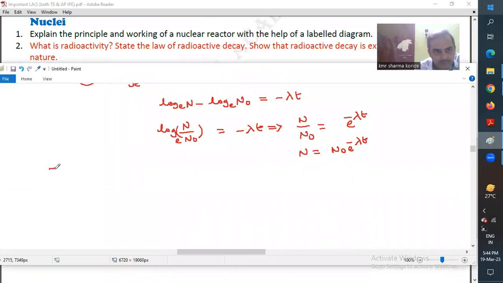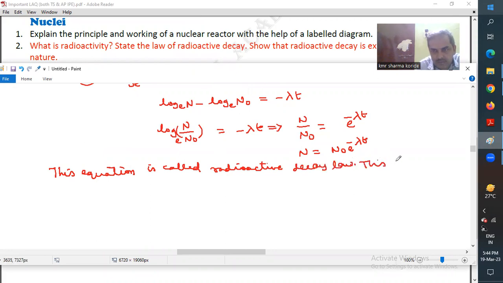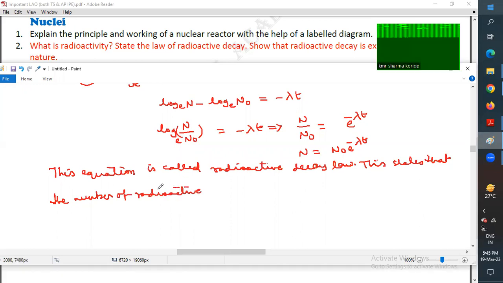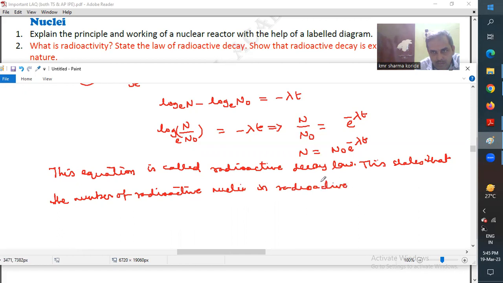This equation is called the radioactive decay law, and this states that the number of radioactive nuclei in a radioactive sample decreases with time.